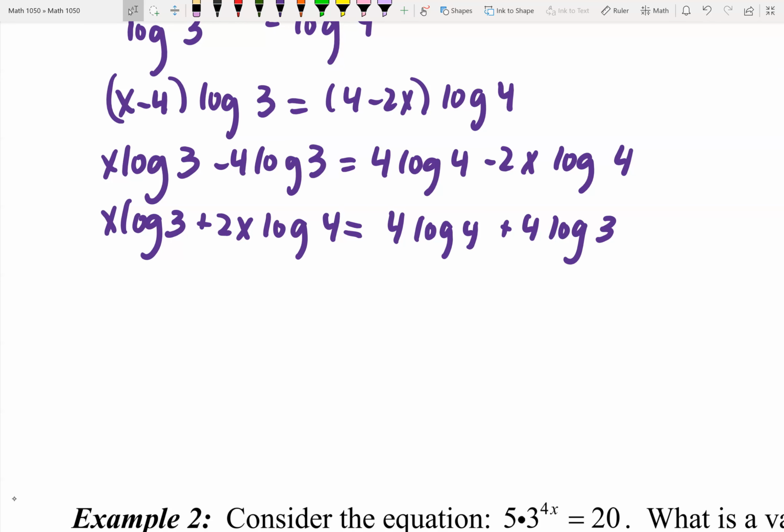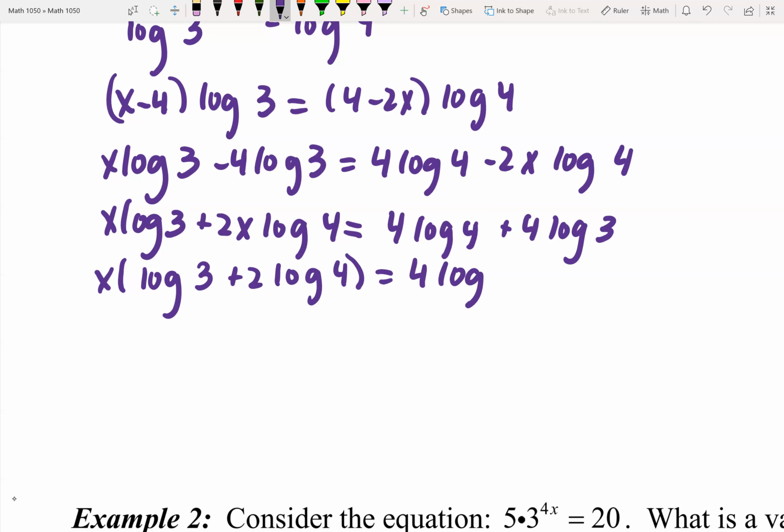Okay, tell me what to do now. There's about 38 people in this room. 38 voices. What do we do now? Take out an x. When you take out an x, you're left with log 3 plus 2 log 4 equals 4 log 4 plus 4 log 3.